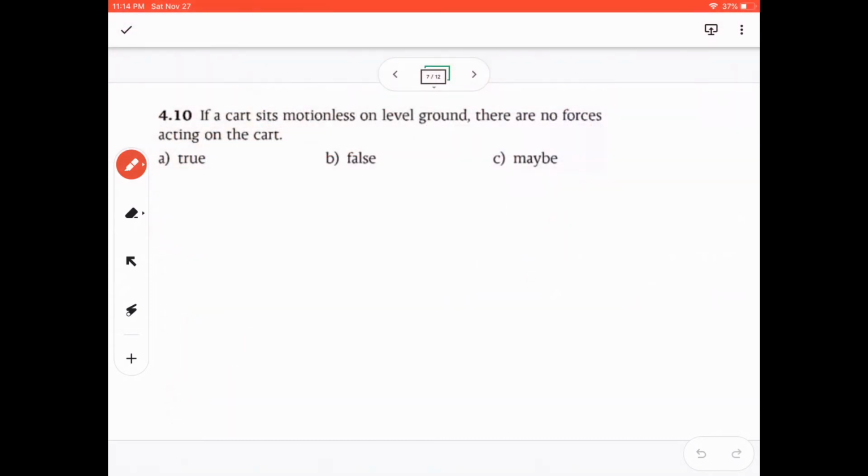Question 10. If a cart sits motionless on level ground, there are no forces acting on the cart. True, false, or maybe. This will be false. Now we have to remember again our static equilibrium.